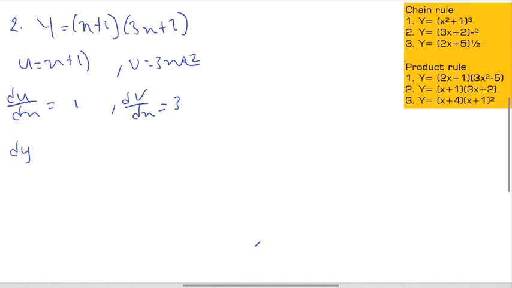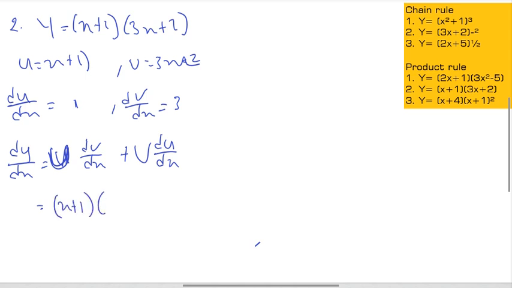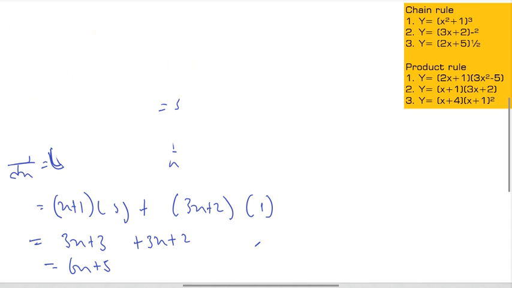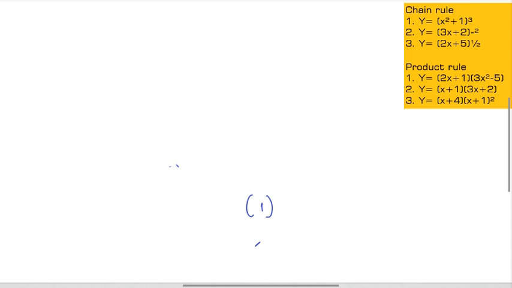So now let's apply our formula. dy/dx is equal to, okay, let me just use the one that is u dv/dx plus v du/dx, right? So u is x plus 1 multiplied by dv/dx, which is 3, plus our v, 3x plus 2, then our du/dx is 1. So doing this, we'll be having 3x plus 3, then 3x plus 2, and this is 6x plus 5. So you can see how easy this is. Very, very easy. Under 2 minutes, you should be able to get your answer using this. So just remember, whenever you have two things multiplying themselves, you are using product rule, right?